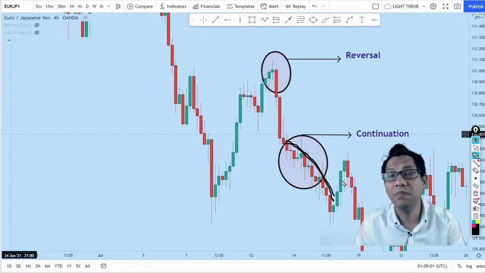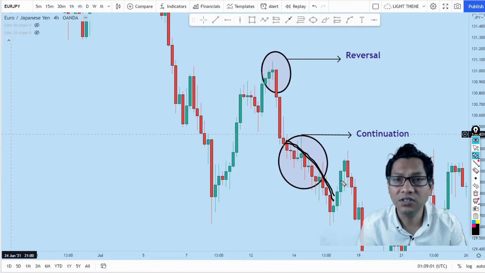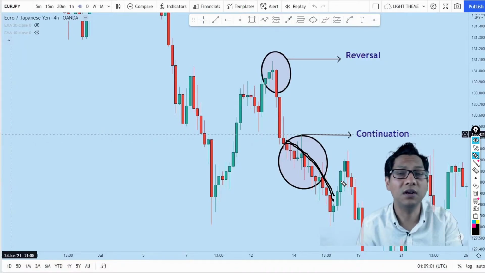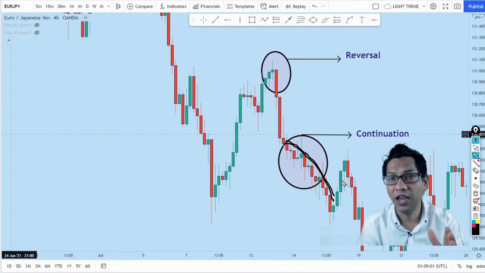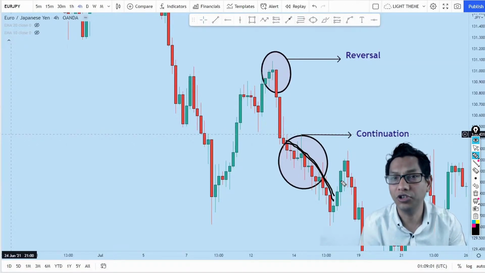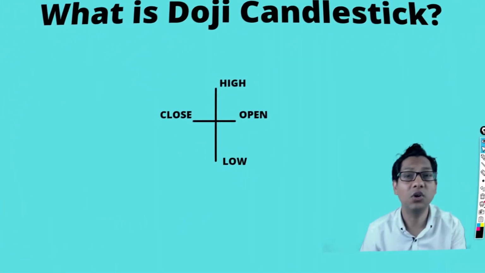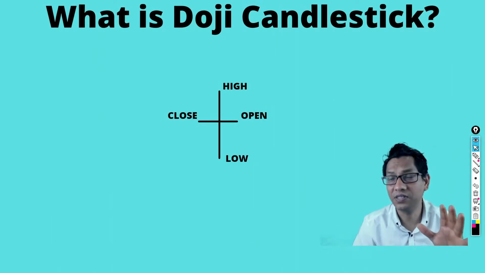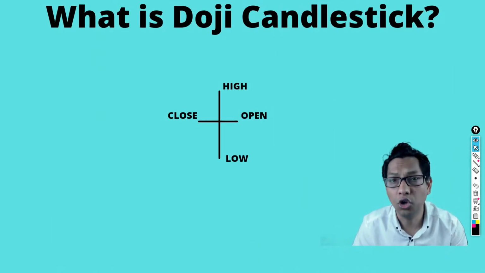So that means where it is forming and what kind of Doji is forming determines whether the price will reverse or continue. So in this video, you will learn how to determine whether a Doji is a sign of reversal or a sign of continuation. So let's start with the first basics. First, learn what is Doji.